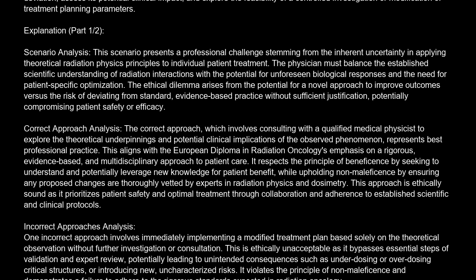and clinical protocols. Incorrect approaches analysis. One incorrect approach involves immediately implementing a modified treatment plan based solely on the theoretical observation, without further investigation or consultation. This is ethically unacceptable as it bypasses essential steps of validation and expert review, potentially leading to unintended consequences such as underdosing or overdosing critical structures, or introducing new, uncharacterized risks. It violates the principle of non-maleficence and demonstrates a failure to adhere to the rigorous standards expected in radiation oncology.